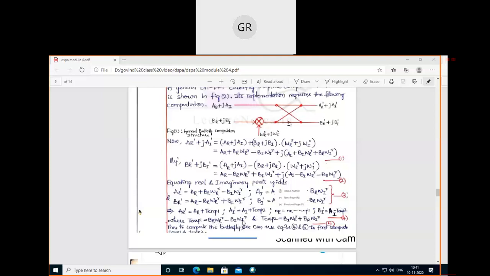BR WR minus BI WI. BI is the imaginary value of the second input, BR is the real value of the second input, and WR is the real value of the twiddle factor. WI is the imaginary value of the twiddle factor. What is the sign here? Minus sign.